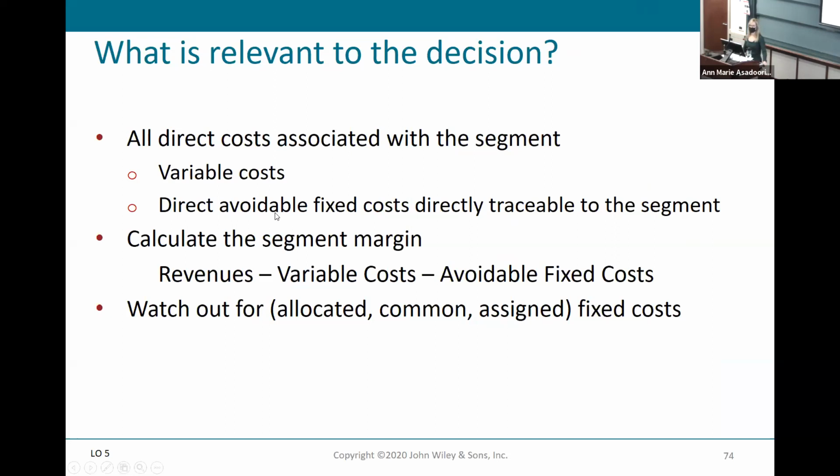They would be avoidable if you eliminated the segment, or they could say that they are traceable to that particular segment. All of those little terms are telling you that that's what you want to deduct from margin to get to the segment. They are directly caused by that segment. Revenues minus variable minus avoidable fixed expenses are going to give you your segment margin, and that's what you're looking for, right? And watch out for those allocated, common, assigned fixed expenses.